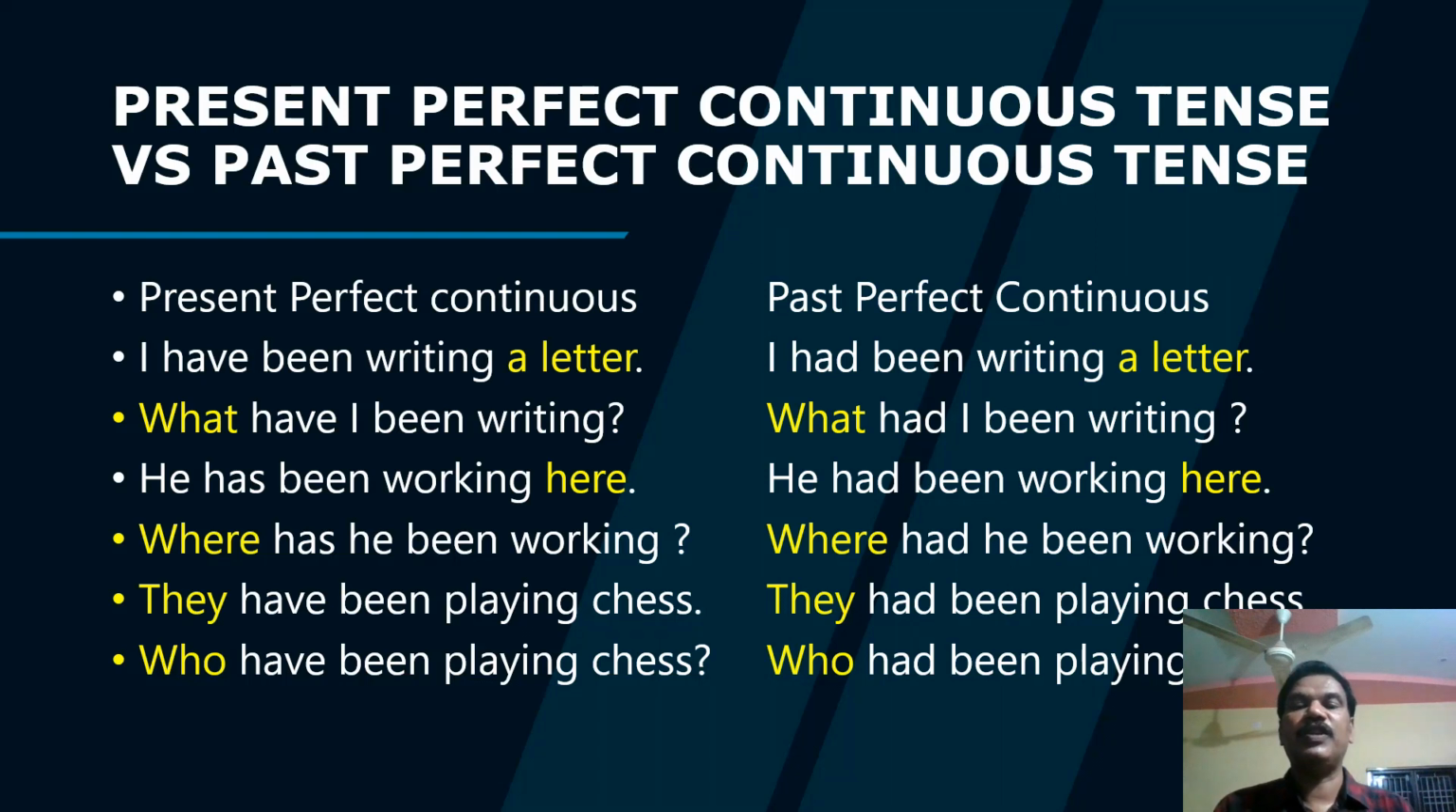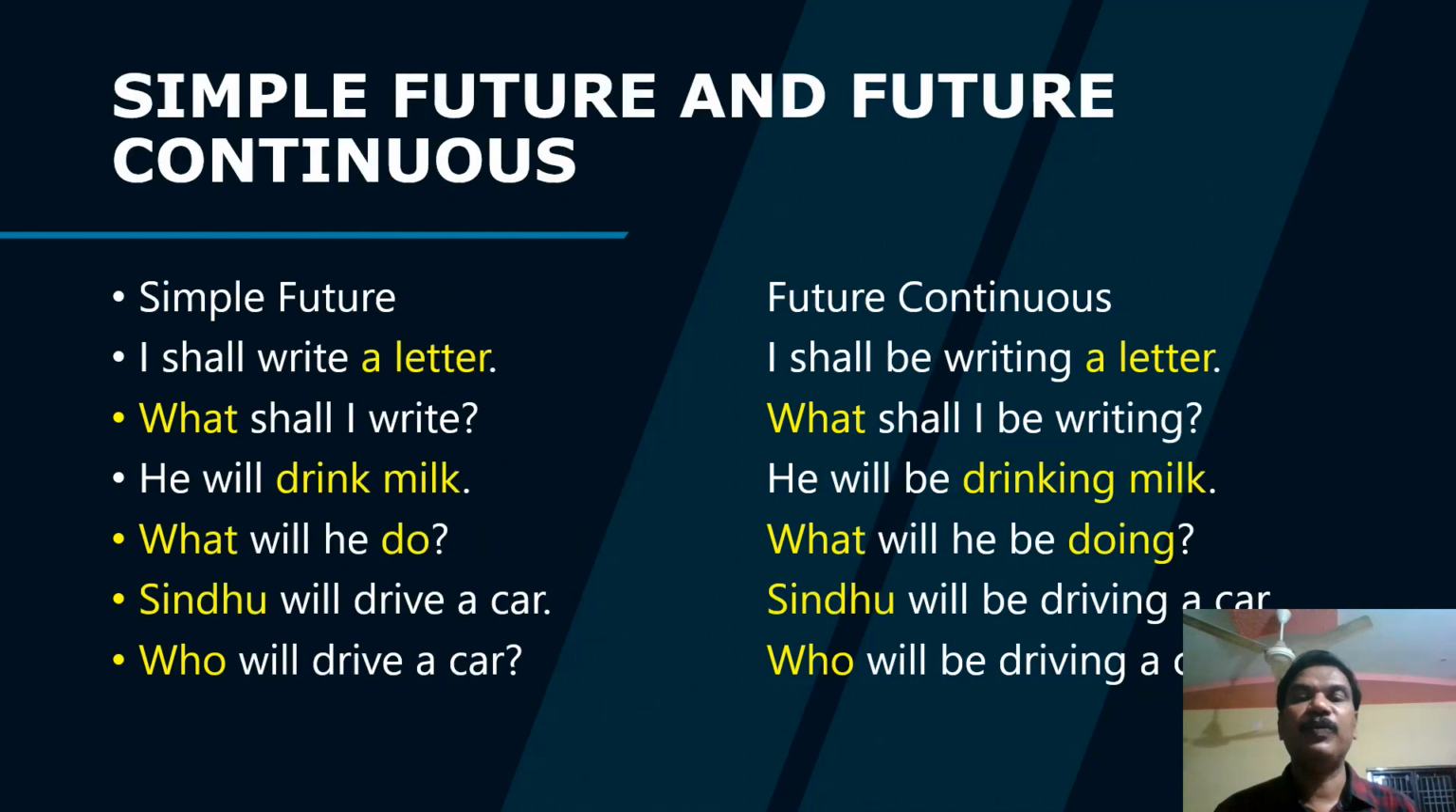Past perfect continuous tense. In place of have, has, we use had. Very easy. I had been writing a letter. So what had I been writing? He had been working here. Where had he been working? They had been playing chess. Who had been playing chess? Very easy.